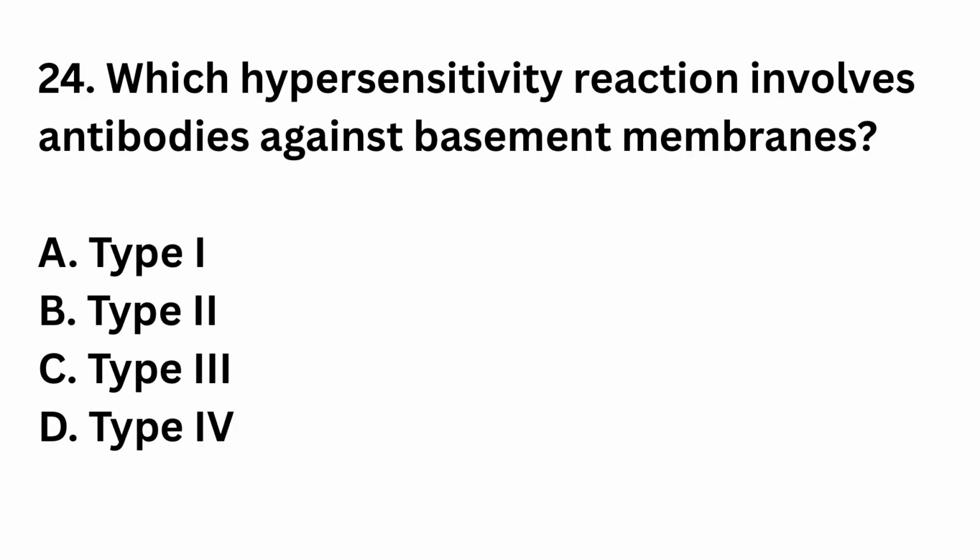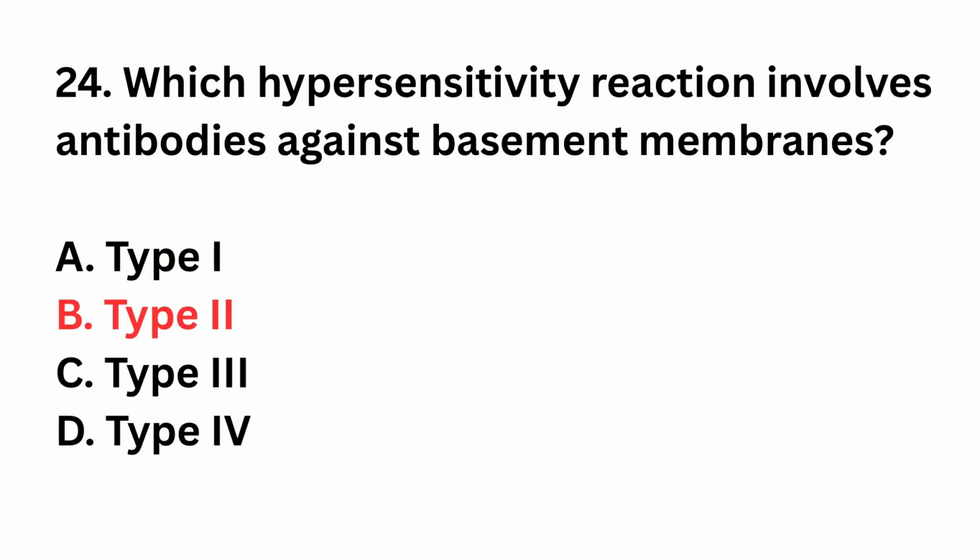Question number 24. Which hypersensitivity reaction involves antibodies against basement membranes? Type 1, type 2, type 3, type 4. The right answer is option B, type 2. Antibodies bind fixed tissue antigens. This leads to complement-mediated damage.